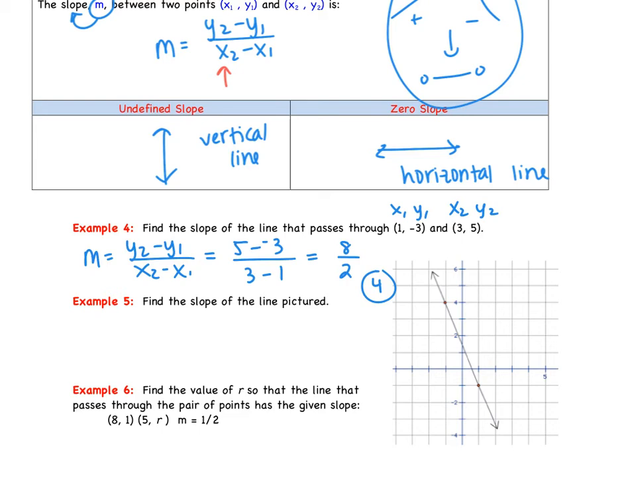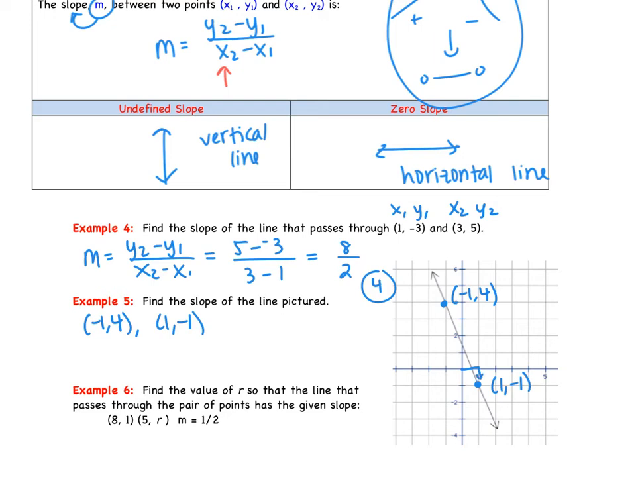Example 5, we have 2 different options. You can see in the line that we have these 2 points here. So that point to the left is (-1, 4). The point to the right is (1, -1). So this is (-1, 4). This is (1, -1). Remember, you're going over 1, down -1, so your point is always x, y.